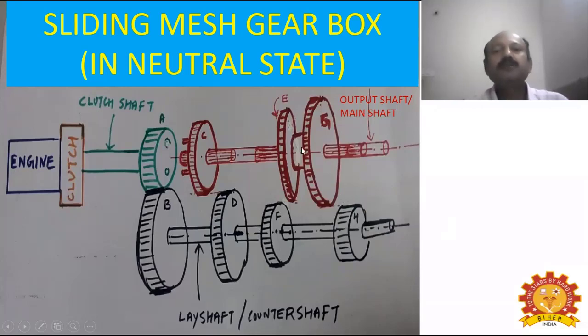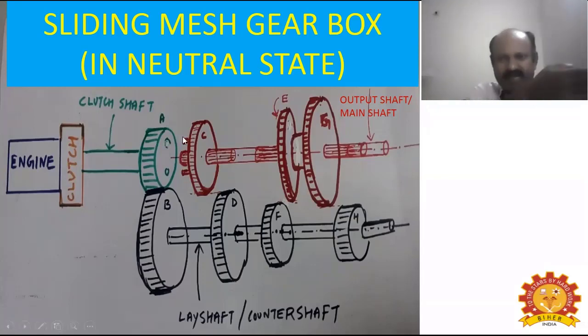The gears marked C, E, G are slidable gears. They can slide along the main shaft for engaging purposes.